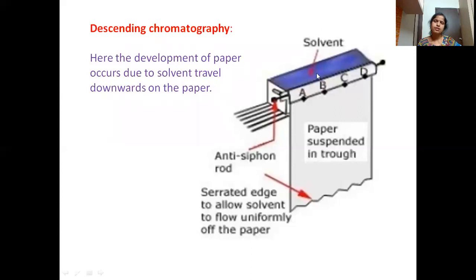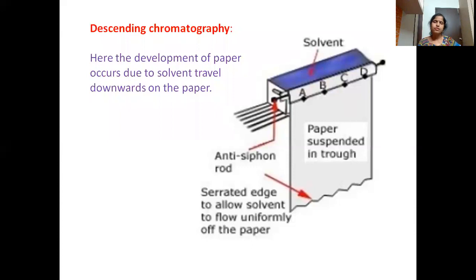Okay, so there is a trough where the solvent can be filled, and this is the paper on which, here you can see, this is the origin line. On the origin line, the samples have been loaded. 4 different samples have been loaded, A, B, C, and D. In this case, the origin line should be at the top of the paper, whereas in the previous case, the origin line is at the bottom of the paper.